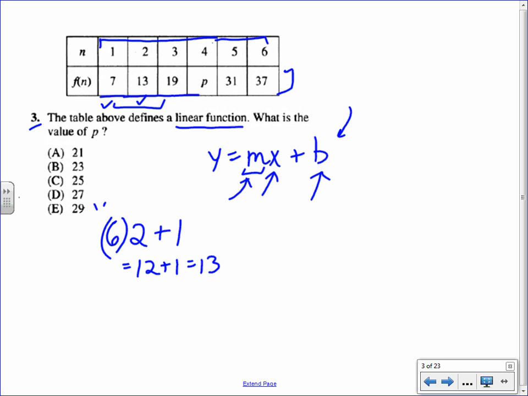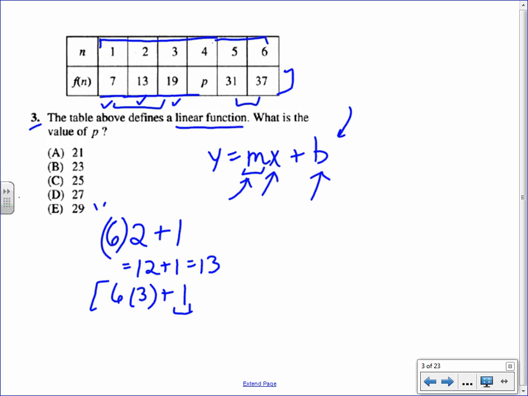Okay, and how about 6 times 3 plus 1? Does that give us 19, sorry, because of the plus 1? Yep, that gives us 19. So we're pretty confident about this. We could plug in these last two if we want to be sure, and those will also be consistent with this. So we know that our m value is 6 and our b value is 1.